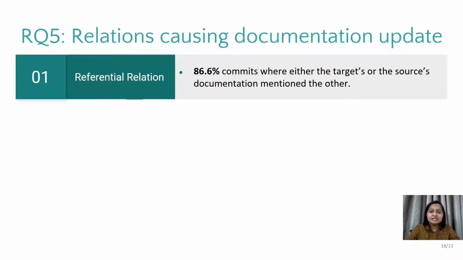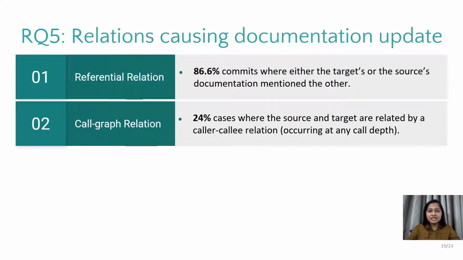We further analyzed four types of relations between the source and target to reason about the cause of the dependency. A referential relation, found in 86.6% of cases, exists if the target or the source references the other in the documentation. This explains why a change at the source could induce a change in the target's documentation. Then the call graph relation refers to the caller-callee relationship between the source and target's methods. It was observed in 24% of cases.